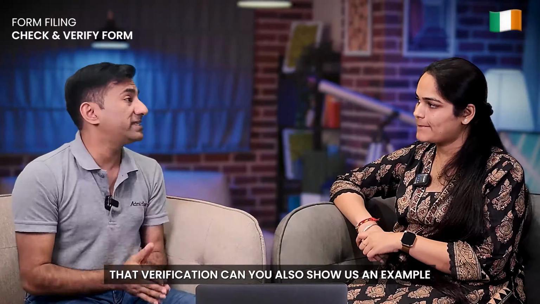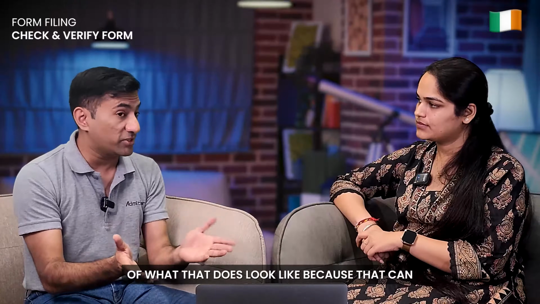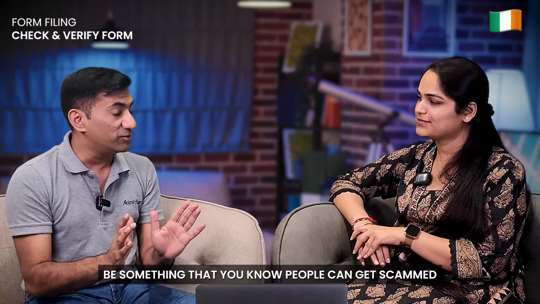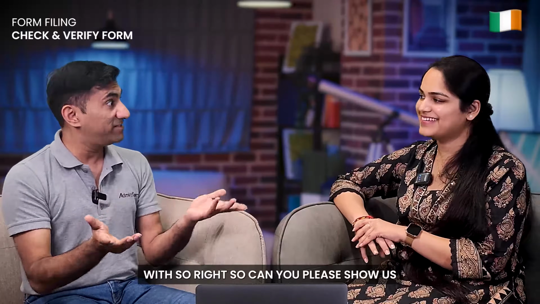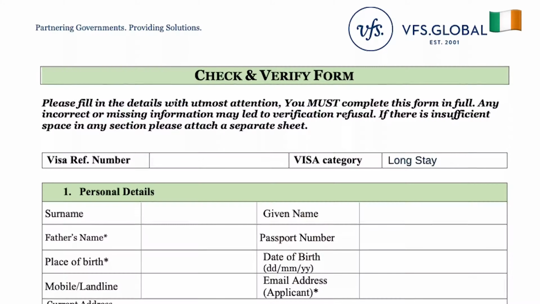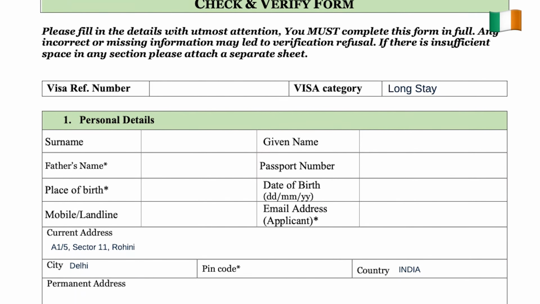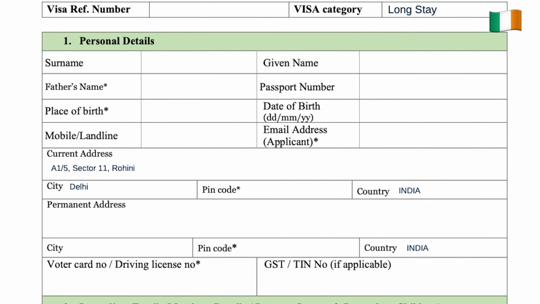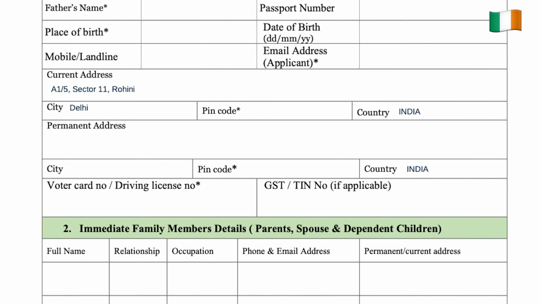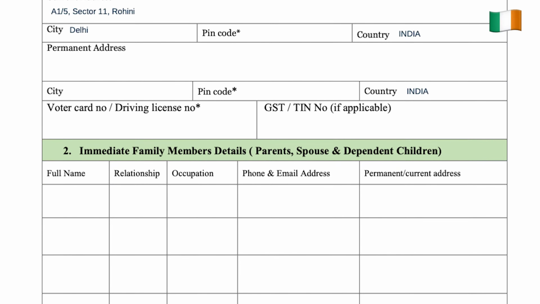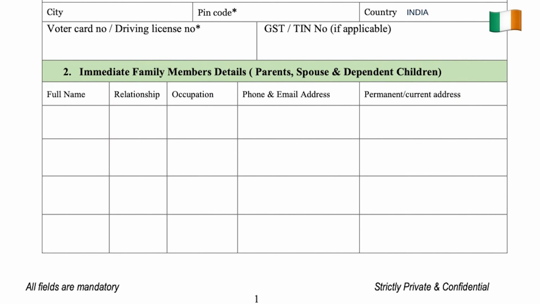Yeah. Can you also show us an example of what that looks like? Because that can be something people can get scammed with. So can you please show us? Okay, so this is a check and verify form. It has many sections, including personal details. The details have to be as per the passport. Then immediate family member details. You have to carefully fill all the details here.